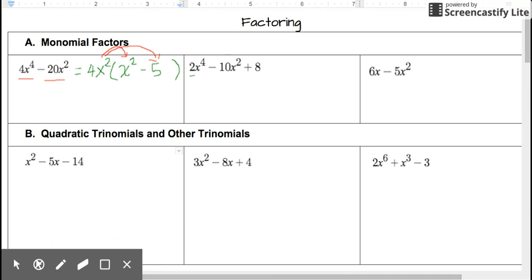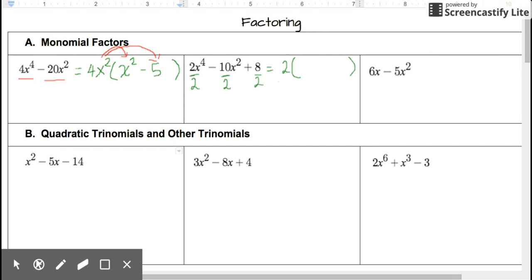Notice that 2, 10, and 8 have a common factor of 2. Now, the first term has x to the fourth, the second x squared, and the third term does not have an x. Therefore, the greatest common monomial factor is simply 2. So now let's find the expression that we multiply to 2 to get this trinomial. To do that, let's just divide each term by the greatest common monomial factor 2.